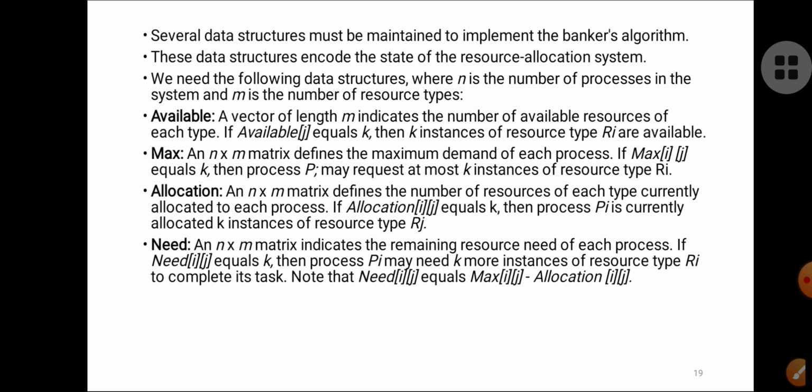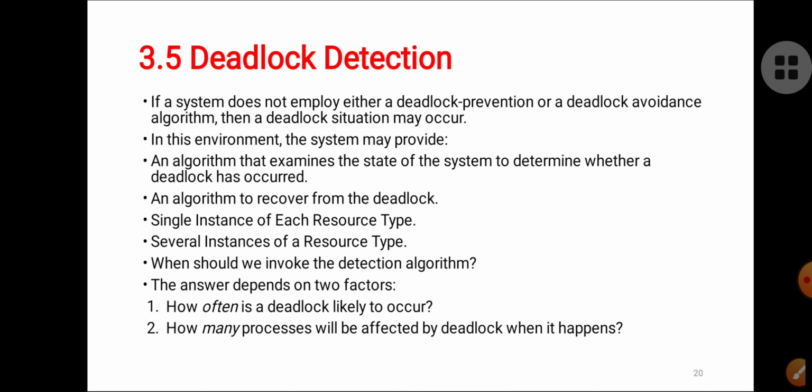Need: an n x m matrix indicates the remaining resource need of each process. If Need[i][j] equals k, then process Pi will need k more instances of resource type Rj to complete its assigned task. We have to note here that Need[i][j] equals Max[i][j] minus Allocation[i][j]. In the next class we will see deadlock detection.